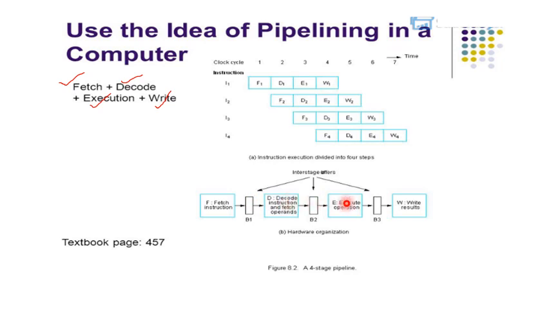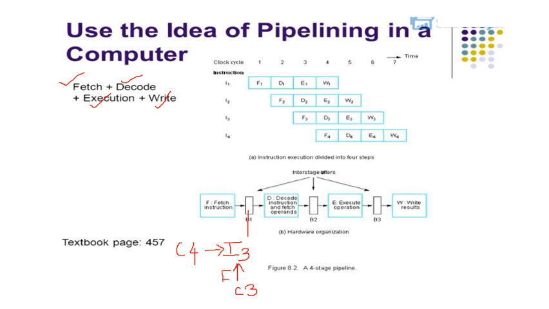For example, during clock cycle 4, the information in the buffers is as follows. Buffer 1 holds instruction I3, which was fetched in clock cycle 3 and is being decoded by the instruction decoder unit.